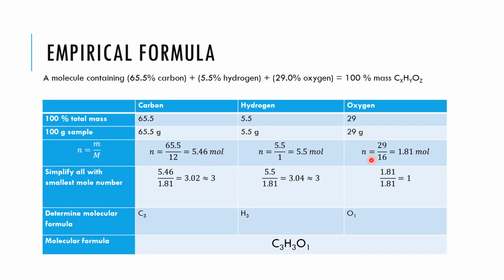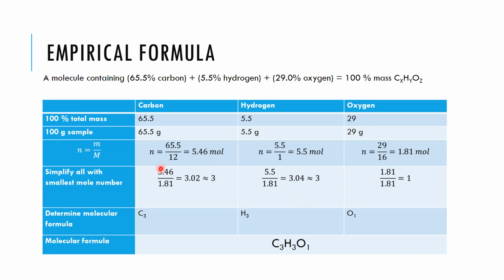When I look at the oxygen, the number of moles is equal to 29 divided by 16. 16 is the mass of oxygen, and that gives us 1.81 moles. The next step is to simplify all with the smallest mole number. When I look at 5.46, 5.5, 5.5, 1.81, which one is the smallest number? 1.81.